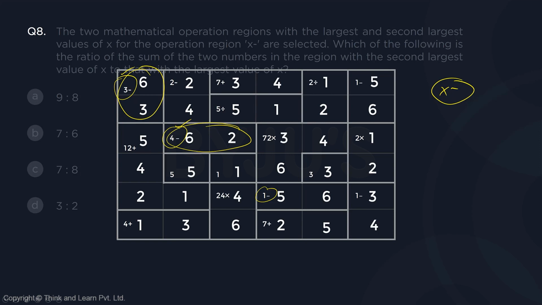Which of the following is the ratio of the sum of the two numbers in the region with the second highest to the highest? So second highest was what? This one. In this, the sum of the numbers is 9. Largest x is 4. In this one, the sum of the numbers is 8. That will be your answer. 9 is to 8. Alright, clear?